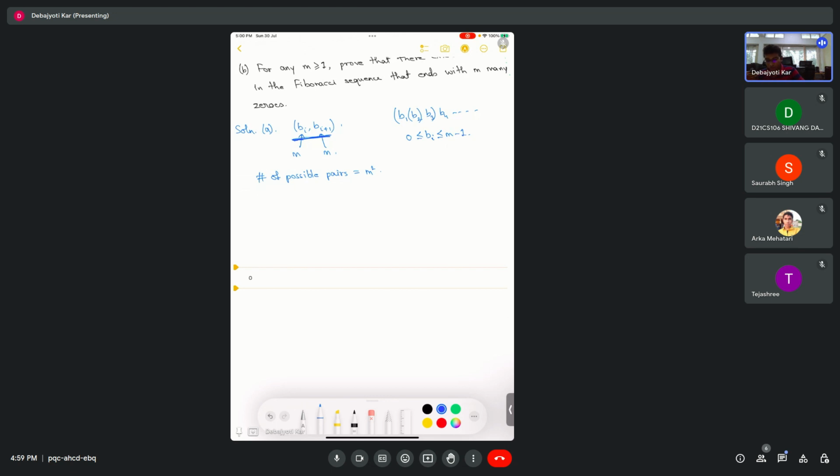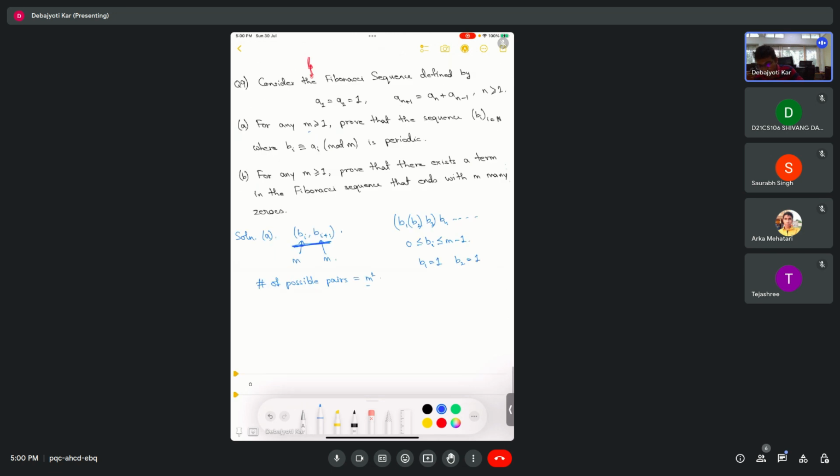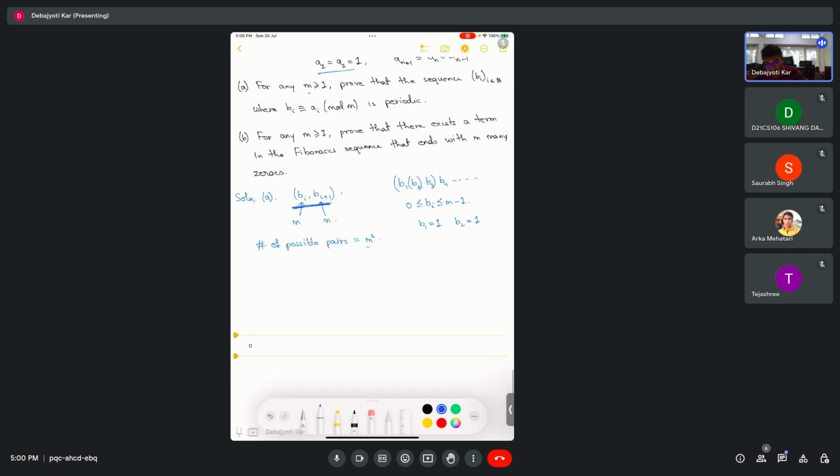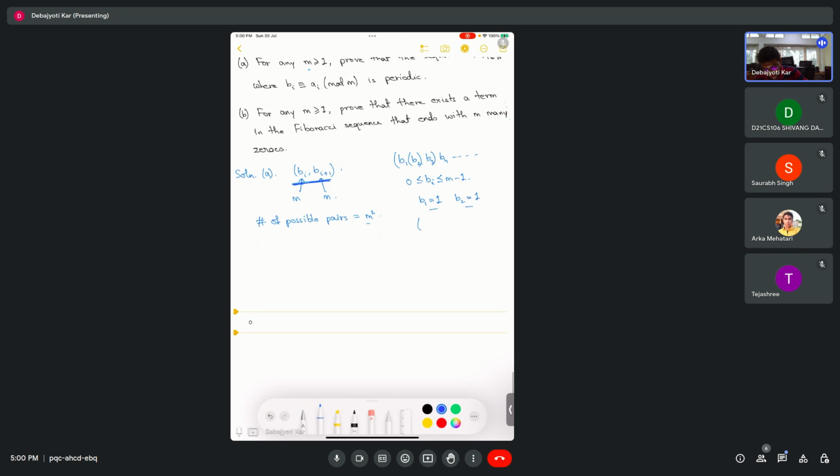But then this sequence of pairs is an infinite sequence, right? So b1, b2, b2, b3, b3, b4, b4, b5, and so on. It's an infinite sequence, but the number of such pairs is only m square, which means that after a point of time we must have a repetition. So for example, b1 is actually 1, b2 is actually 1. This we know because the initial two terms of the sequence are both equal to 1. So both the first two remainders, regardless of any m, are 1. Right? So our first pair is 1 comma 1, and so on.